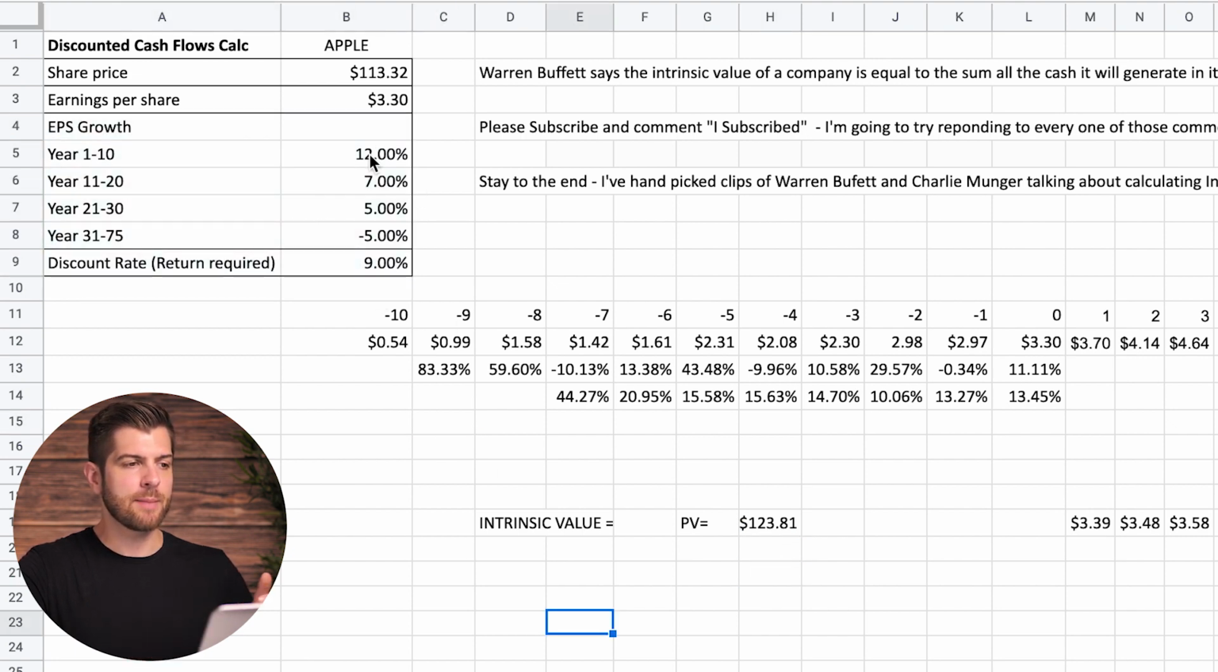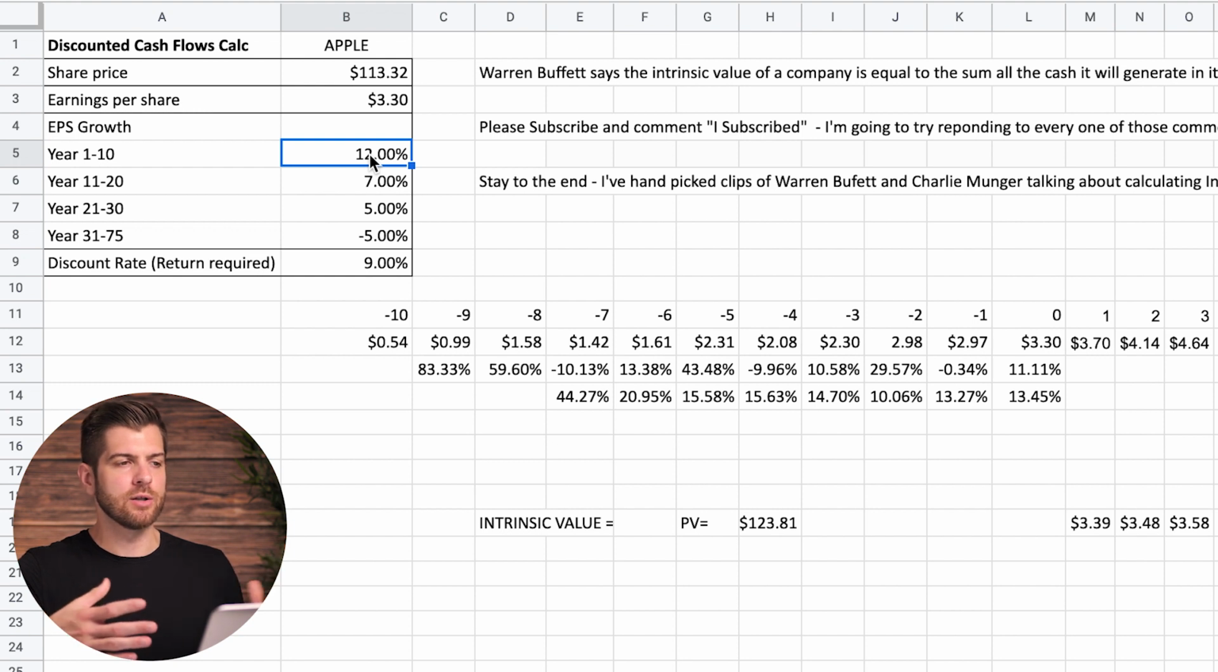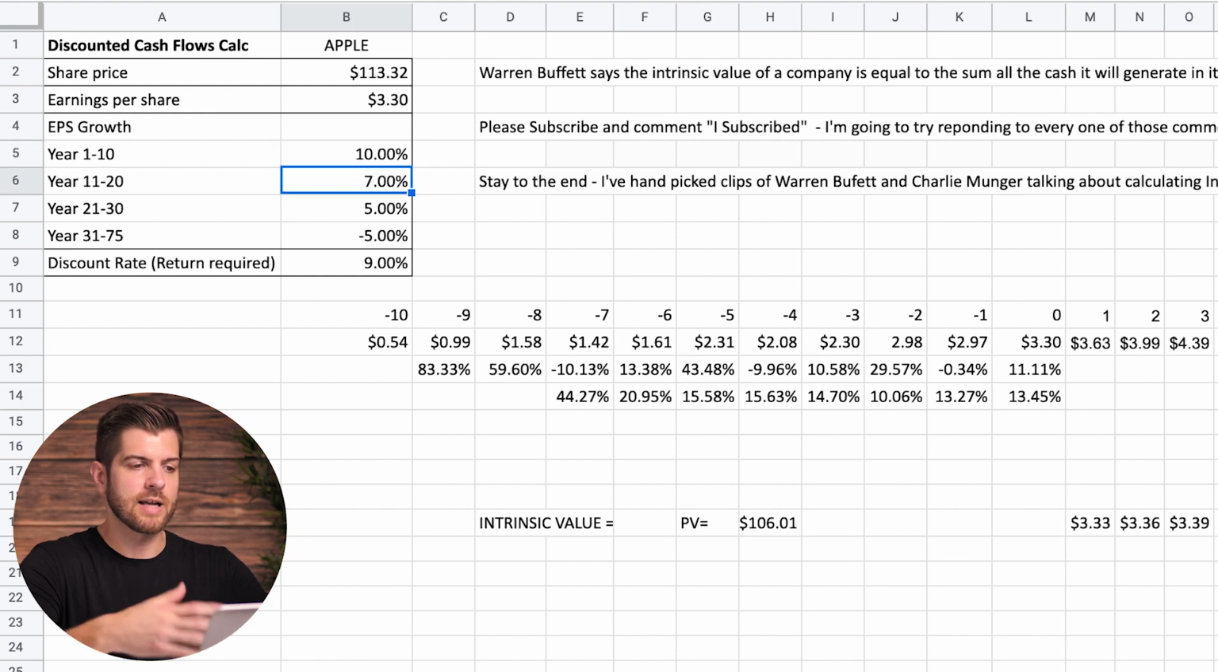Okay, so now let's see what happens if instead, let's say we're going to be a little less optimistic and say that the earnings per share growth over the next 10 years, instead of 12%, will be 10%. So I'm going to change this to 10 and watch how the present value changes when I hit enter. Okay, so the present value now becomes $106.